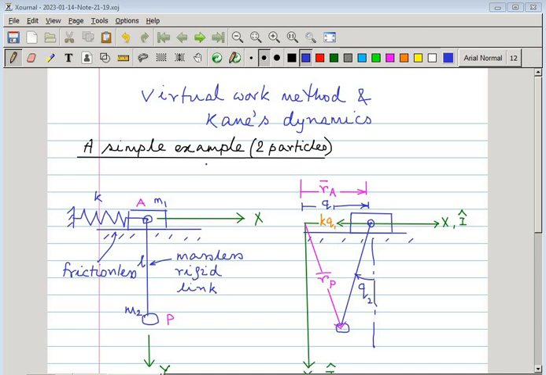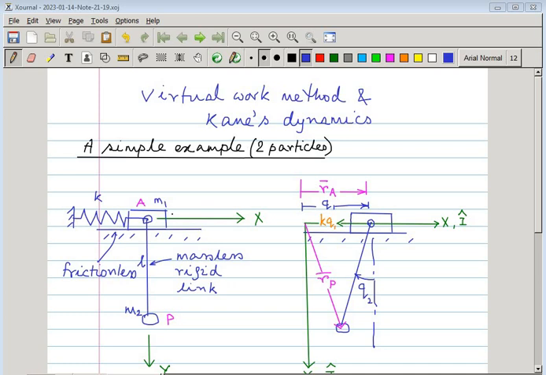So here we will consider a very simple example consisting of two particles, and we will apply the virtual work method to find out the governing equations of motion, and we will see the similarity between this virtual work method and Kane's dynamics. So this is the problem.